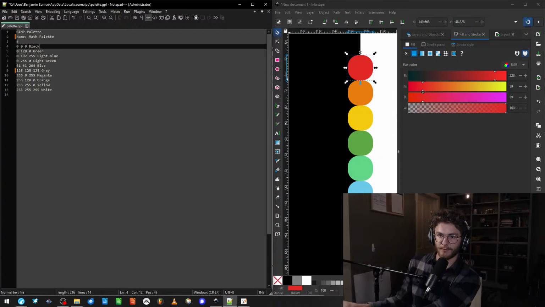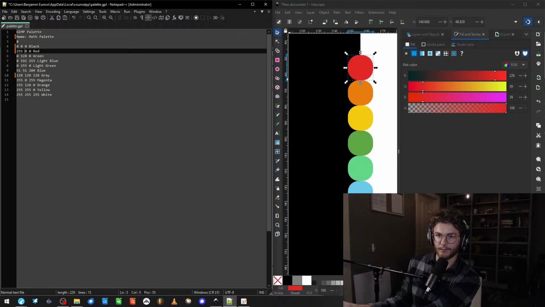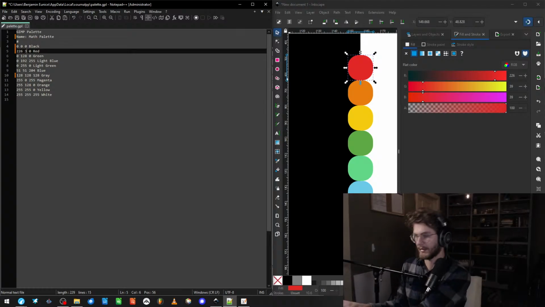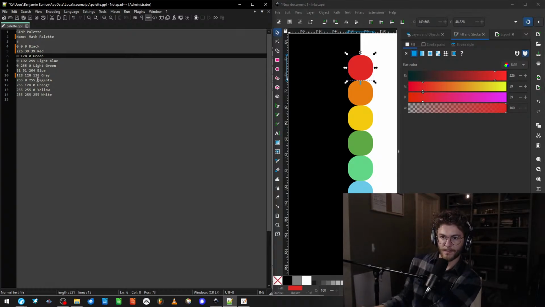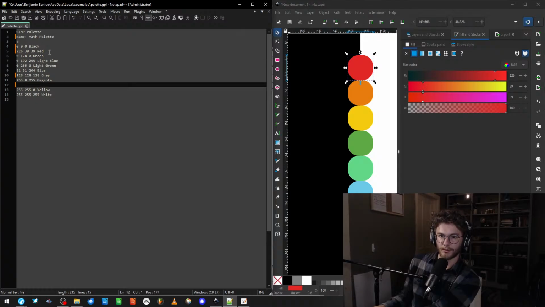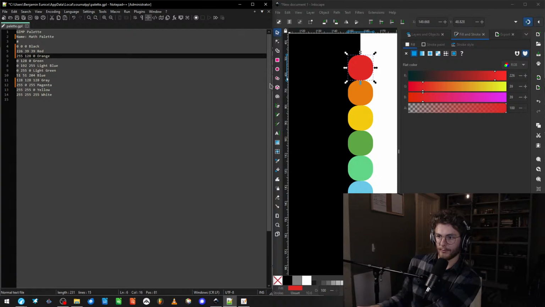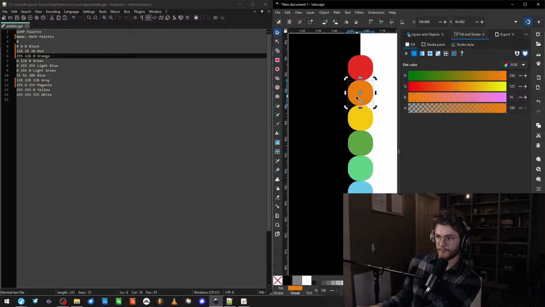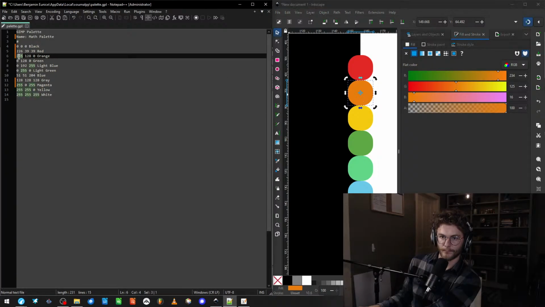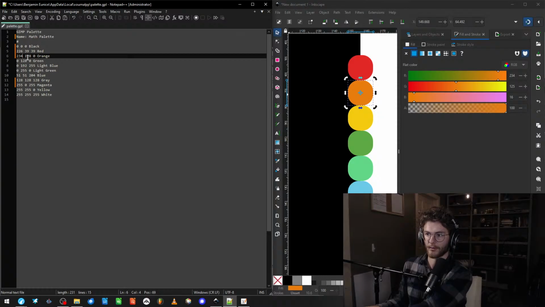Of course, it's 255, 0, 0. No, we don't want that. We want 226, 39, 39. That's a much better color. We want orange to be next. Orange is going to be 234, 125, 16.